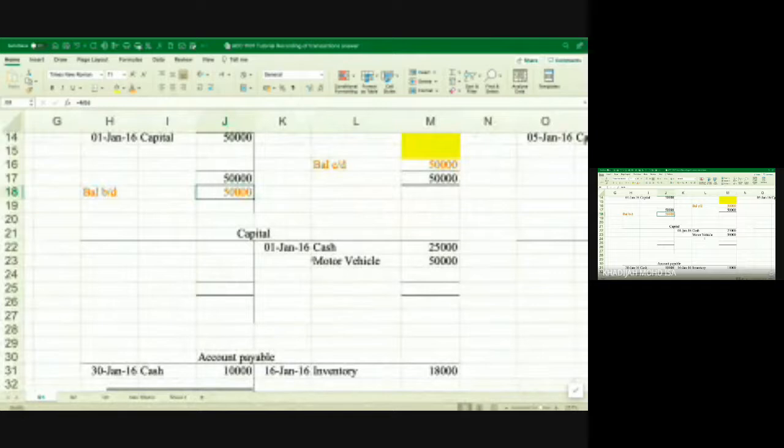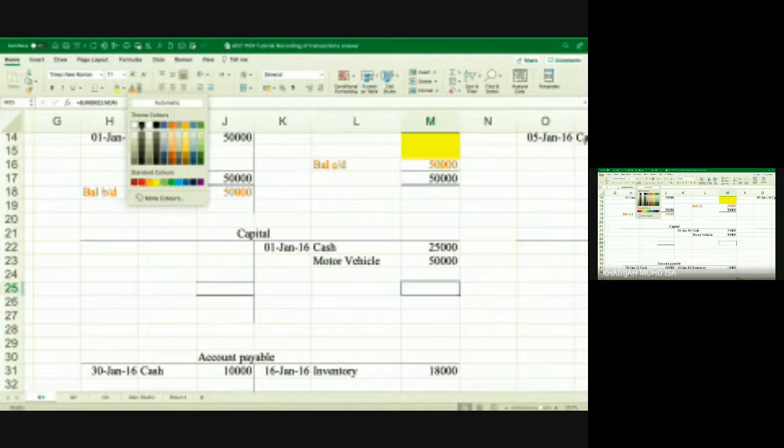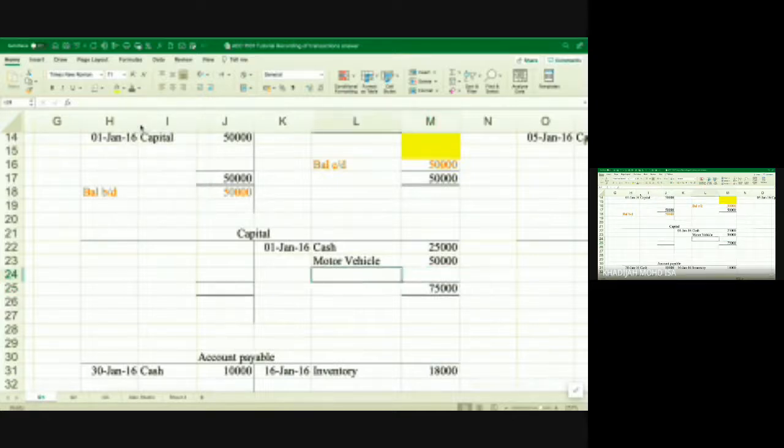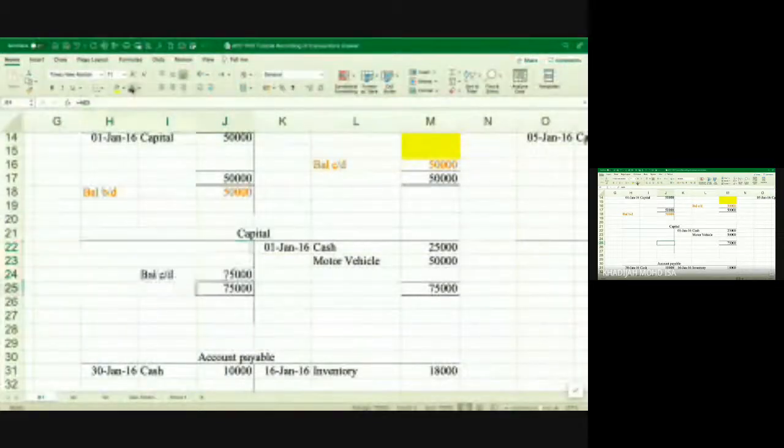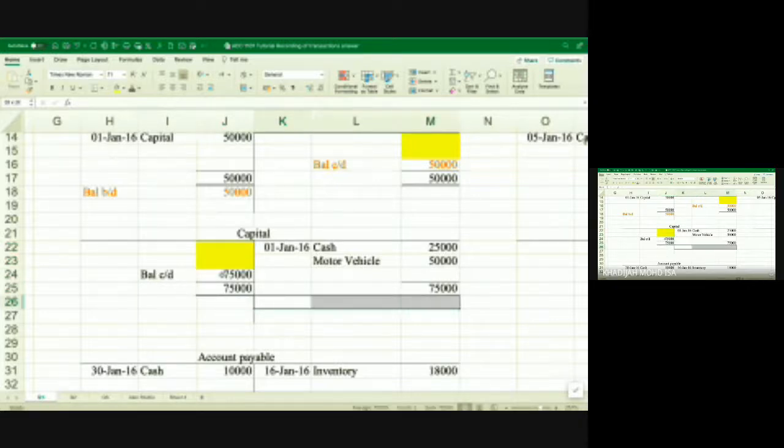Similarly for capital, but remember capital is a credit balance, so you total up the credit side. The total is 75,000, so the balance has to be 75,000. How do you decide the closing balance? Because here is 0, you don't have to deduct anything, so the whole amount of 75,000 will be carried down. Now the opening will be brought down from the previous period, so you have a brought down here.